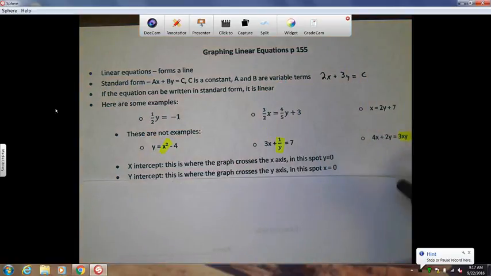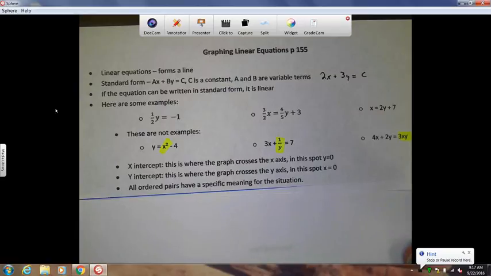And then remember that all ordered pairs have a specific meaning for the situation. A line is made up of infinite ordered pairs. It's a bunch of dots that are all together, so there's lots of points on a line and they all have a meaning. Each line has lots of x's and lots of y's, but the pairs go together and have a meaning. So I'll show you an example of that.